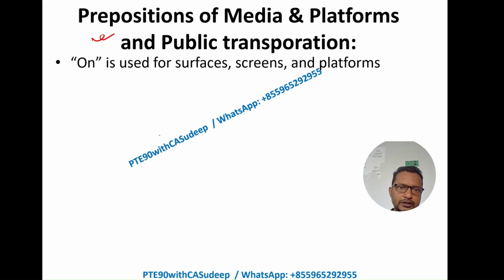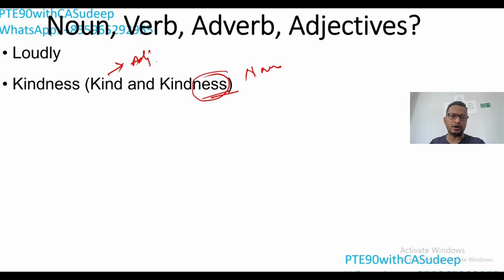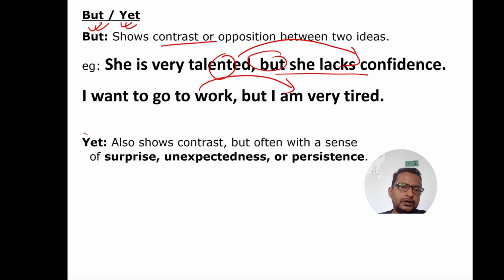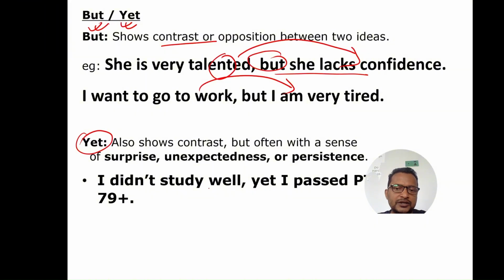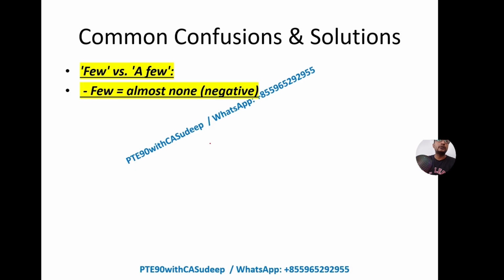Right? For example, on is used for a surface, like a screenshot, a platform. Let's say, for example, after an adjective, all this, yet, will be used if the result is surprising. Like for example, I don't study well, yet I passed PTE with 70. So remember, common. Another confusion would be of a few or few, right?